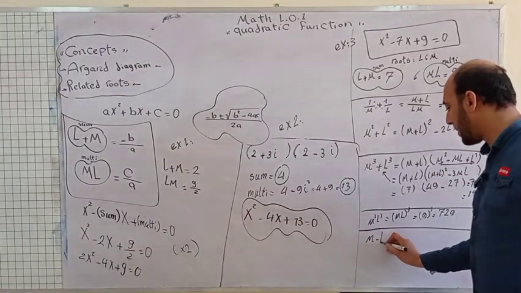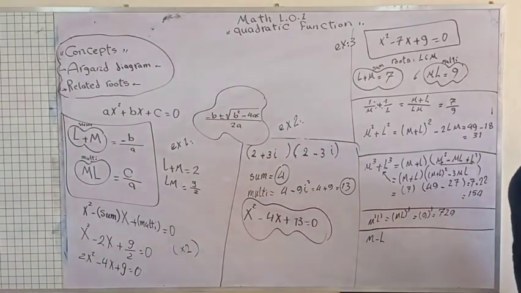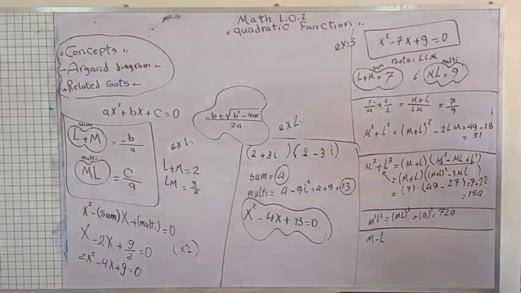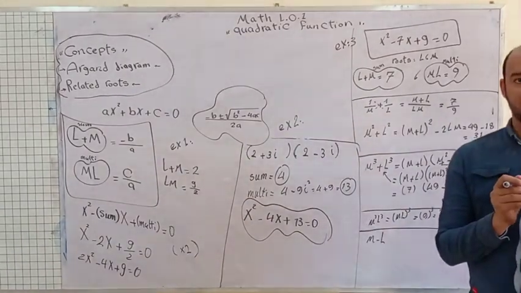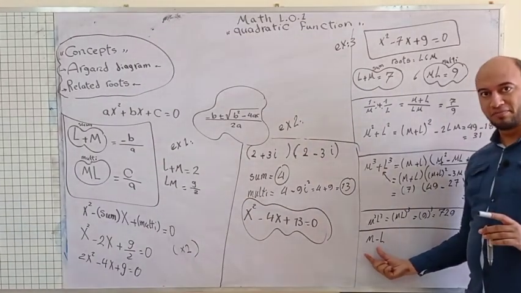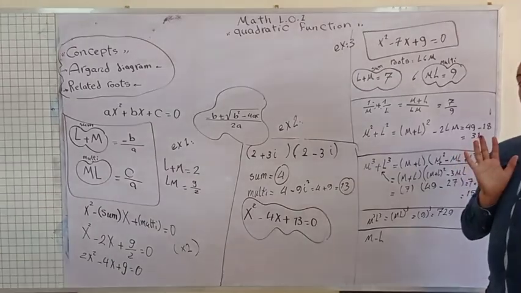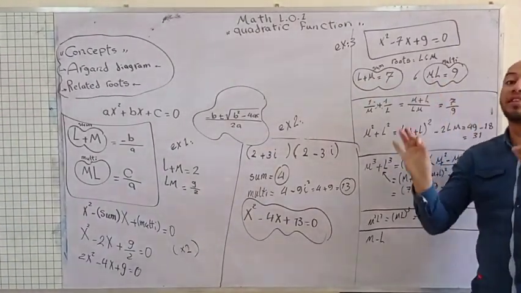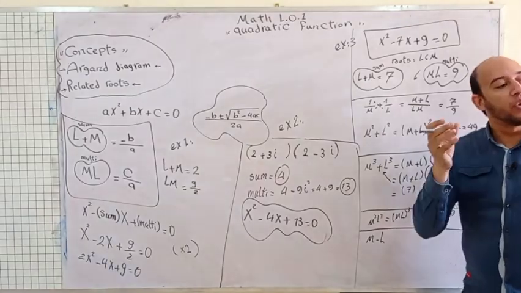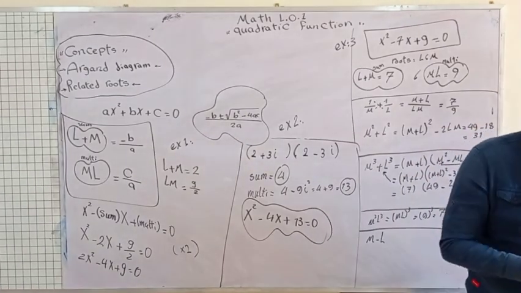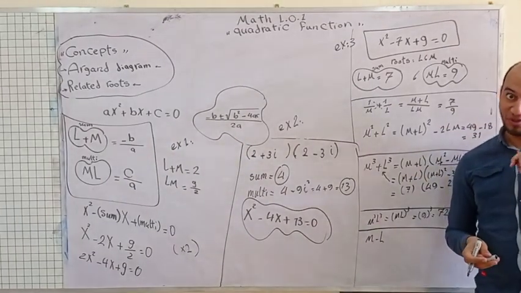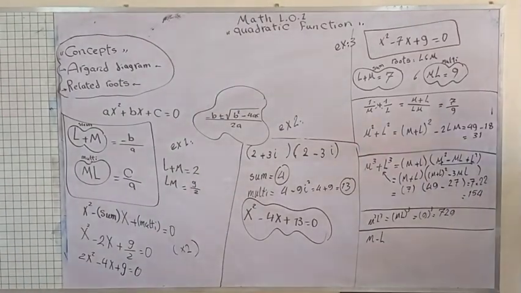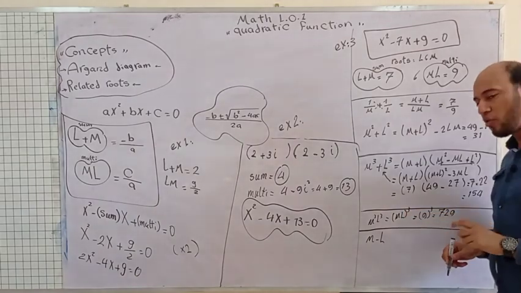Another relation: get m minus l. How can we get it? m minus l is the difference between the two roots, but we don't have the difference. We have the sum, and we also have the product, but we don't have the difference between the two roots. How can we solve this? We will make a relationship, a law, for it.